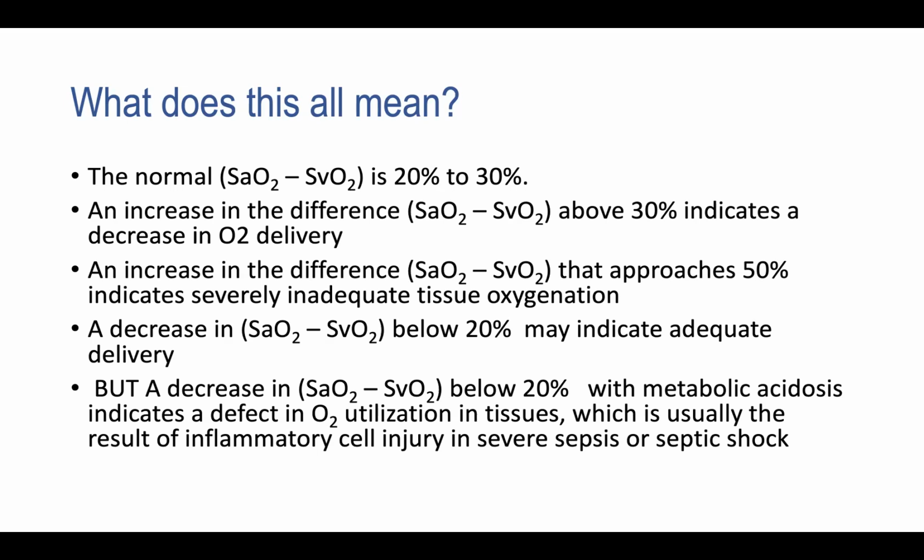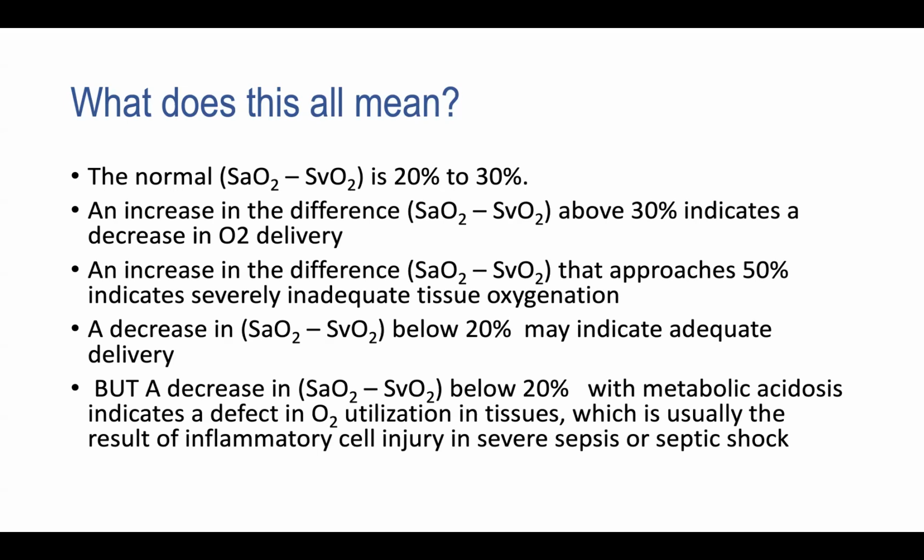You need to know what the problem is. If you have a difference that is greater than 50%, the probability is this patient is not going to survive and he's going to infarct all his endothelium. Now below 20%, so remember normal is 20 to 30, above 30 means you need to give more delivery. That doesn't mean you give the patient more oxygen. It means you give him a better delivery. Cardiac output first, hemoglobin second, sat last.